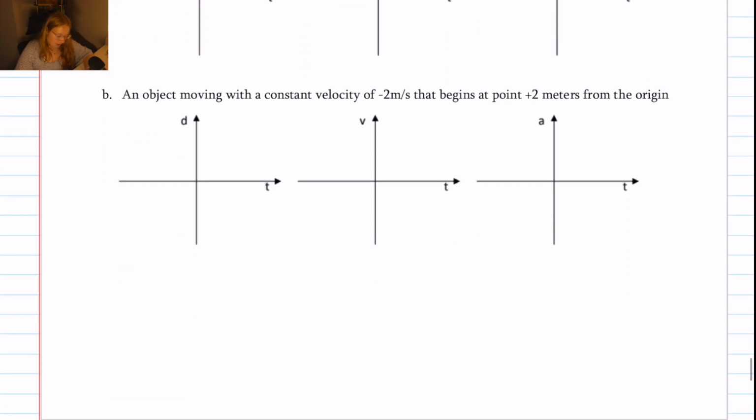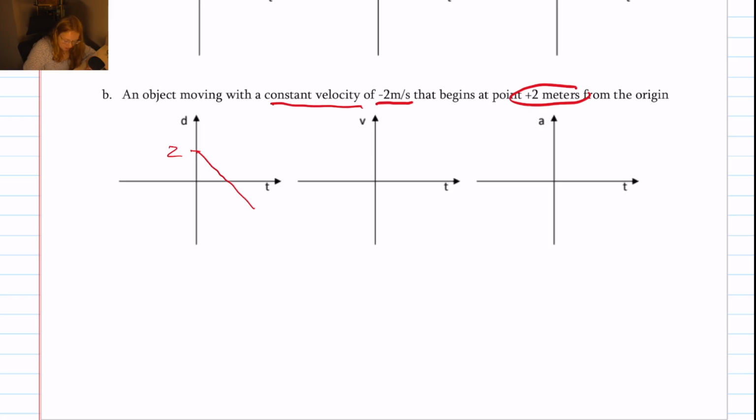and then that's the end of it. Okay, an object moving with a constant velocity of negative 2 meters per second that begins positive 2 meters from the origin. So we begin 2 meters in the positive quadrant, and then constant velocity, so we're going linear with a negative 2 slope. So I need to do a negative slope. Doesn't really tell me a stopping point, so you can stop at the axis, or it could just keep going infinitely because it didn't give me information about when it would stop.